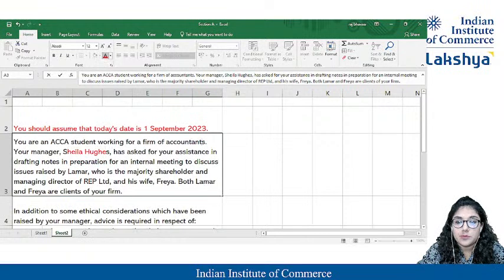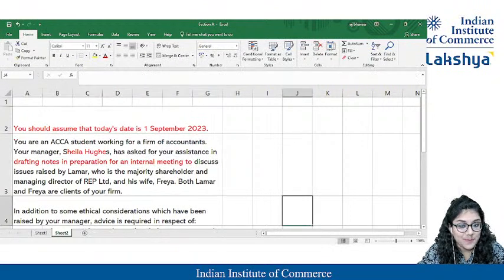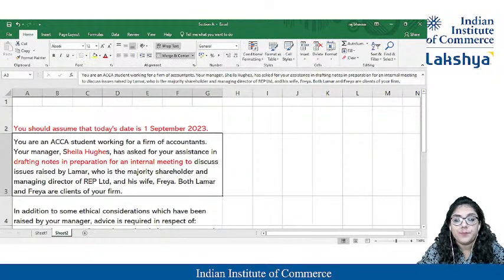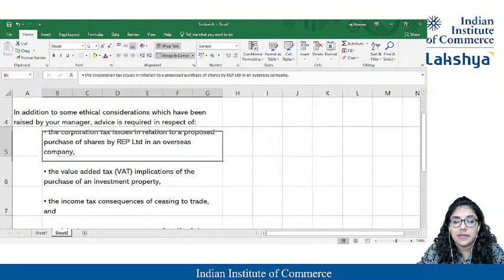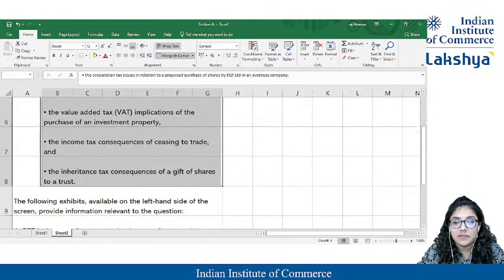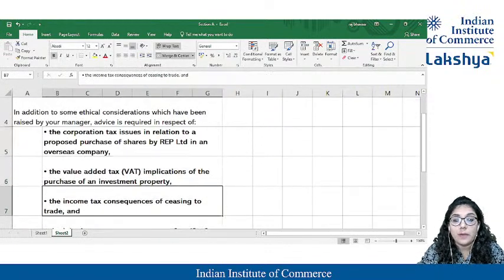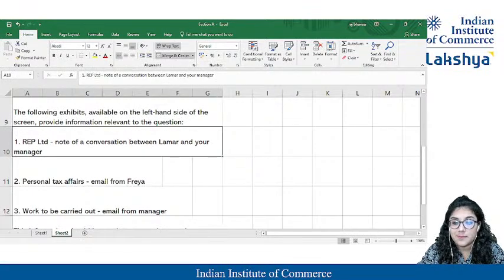It's not allowing me to do it, I don't know why. Okay, and we have to discuss and prepare the notes for the internal meeting. Let's prepare notes for the internal meeting to be raised with Lammer. Both Freya and Shreya are the clients. Okay, cool. In addition to that, we have to give the knowledge of all these things. So everything we have just read. Now one by one we are going to solve the questions.